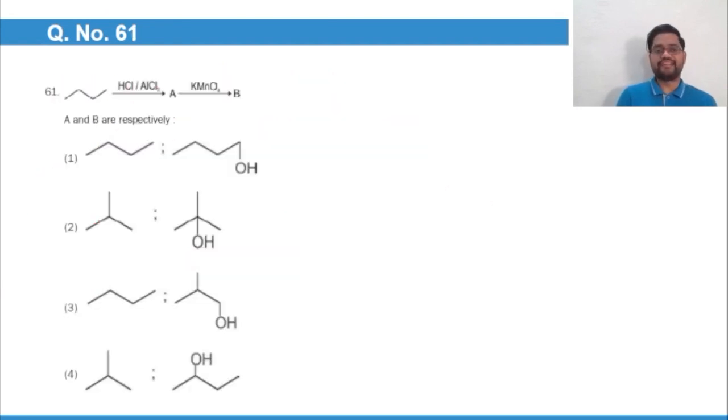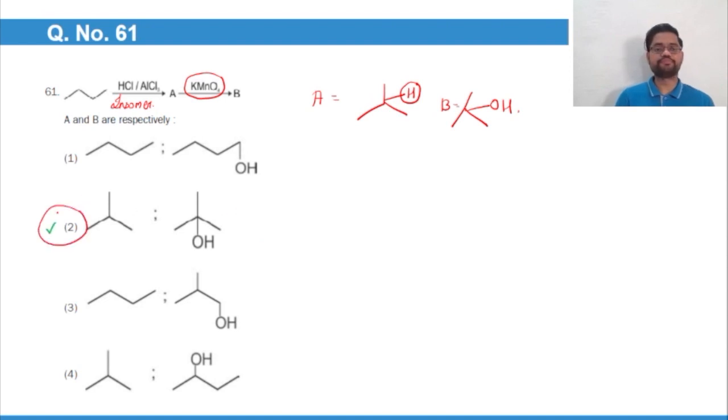61. HCl in the presence of AlCl3 is isomerization. And KMnO4 is oxidation. So if you isomerize n-butane, you will get isobutane, which consists of 3-degree hydrogen, and this 3-degree hydrogen in the presence of a strong oxidizing agent will get converted to 3-degree alcohol. So this is B. So the right option is option number 2.